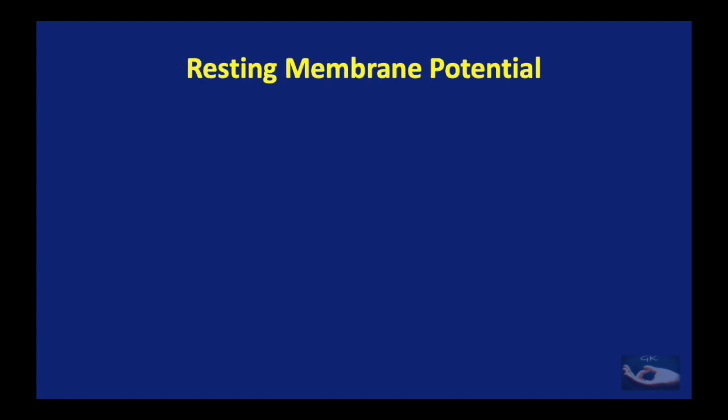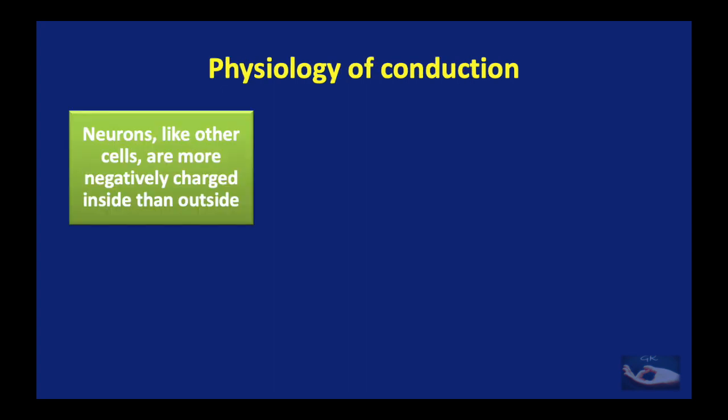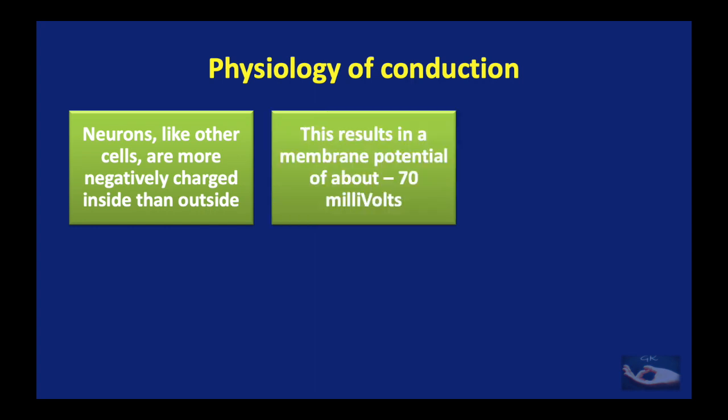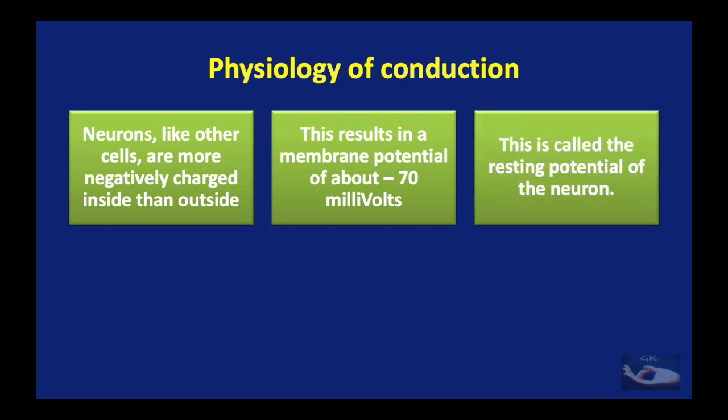First, we shall see the resting membrane potential. Let us consider a few facts before we go into the development of the resting membrane potential. Neurons, like other cells, are more negatively charged inside than outside. This results in a membrane potential of about minus 70 millivolts. This is called the resting potential of the neuron.